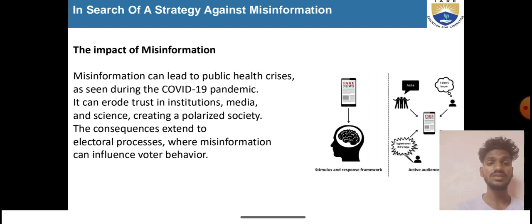The consequences extend to the electoral process, where misinformation can influence voter behavior. It influences voter behavior too.